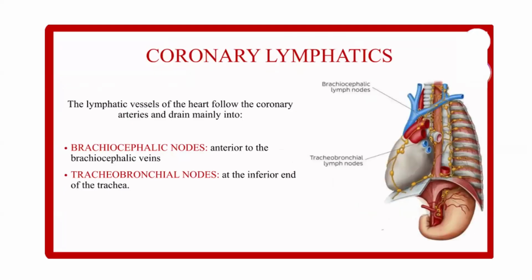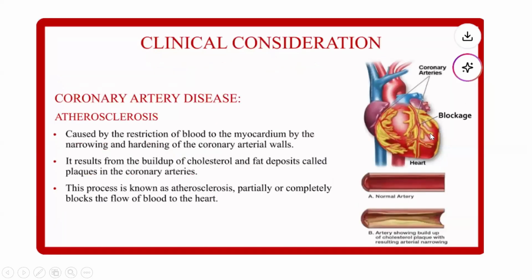So if we touch on the coronary lymphatics, the lymphatic vessels of the heart follow the coronary arteries and drain mainly into the brachiocephalic nodes anterior to the brachiocephalic veins and into the tracheobronchial lymph nodes, which are situated at the inferior end of the trachea.